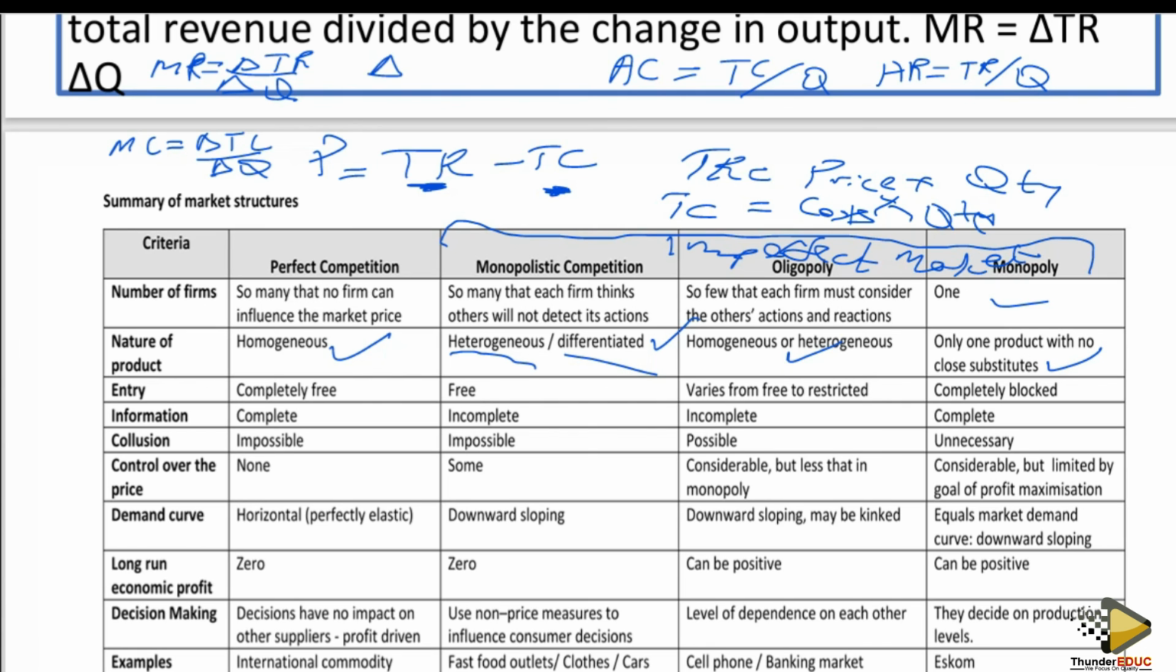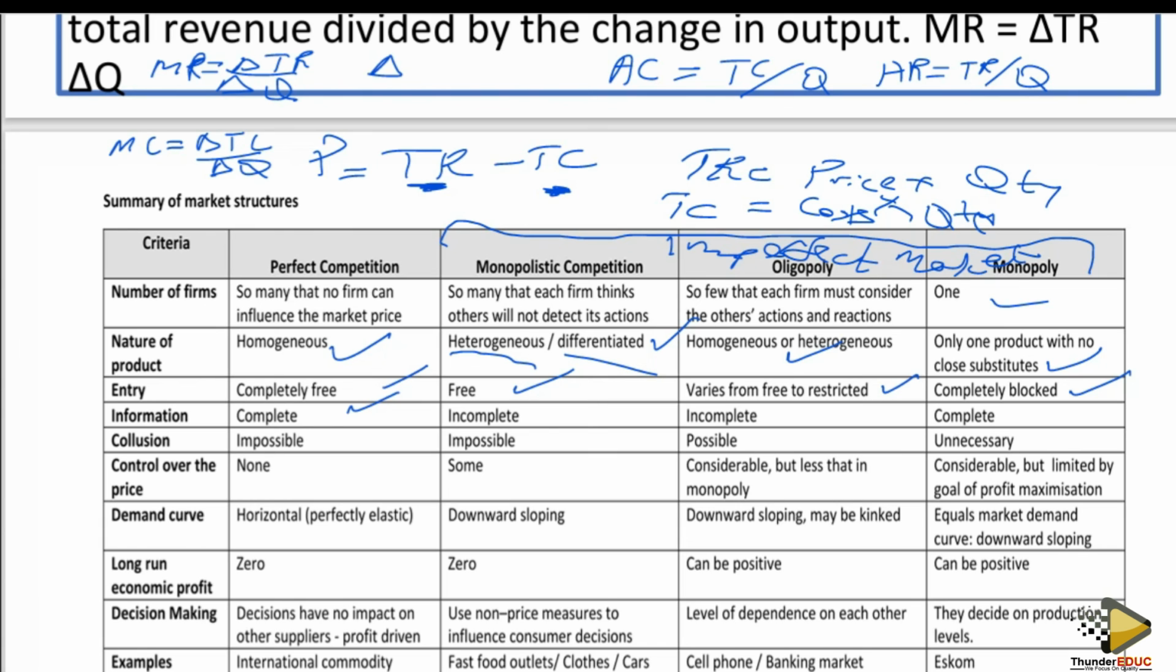Now let's check the entry. Under perfect competition, entry is free. If you want to join, you are free to join. Under monopolistic competition, if you want to join, you are also free to join. Here it varies from free to restricted. If you want to join an oligopoly business, there is some paperwork to be completed. But when it comes to monopoly, entry is actually blocked. What does it mean when it says it is blocked? There are a lot of expenses that should be incurred here, and also a lot of documentation.